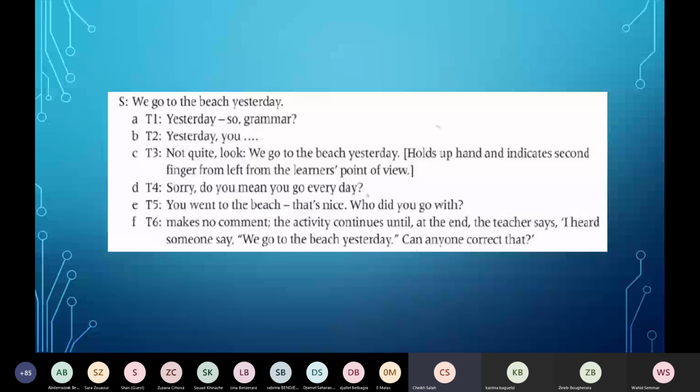A second teacher would say, yesterday, and give them the chance to finish the sentence, also knowing that we should use yesterday maybe at the beginning of the sentence. Another teacher would say, not quite. Look, and starts explaining. We go to the beach yesterday. By using her hands, the teacher tries to indicate the time when that should be happening. Is it really yesterday? Do we go to the beach yesterday? Are we supposed to use yesterday?